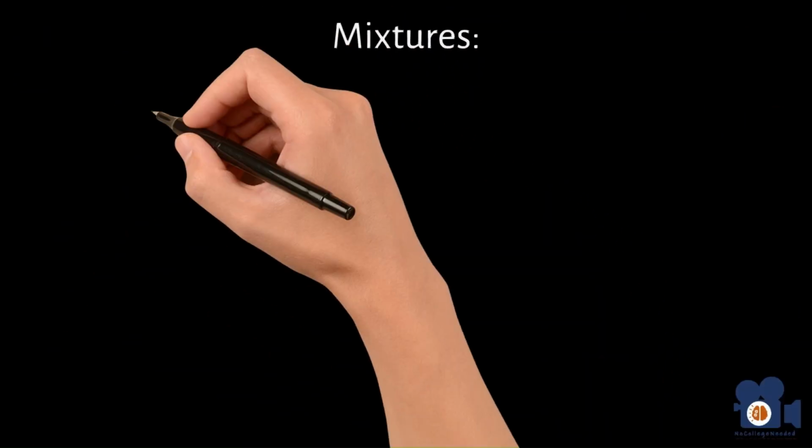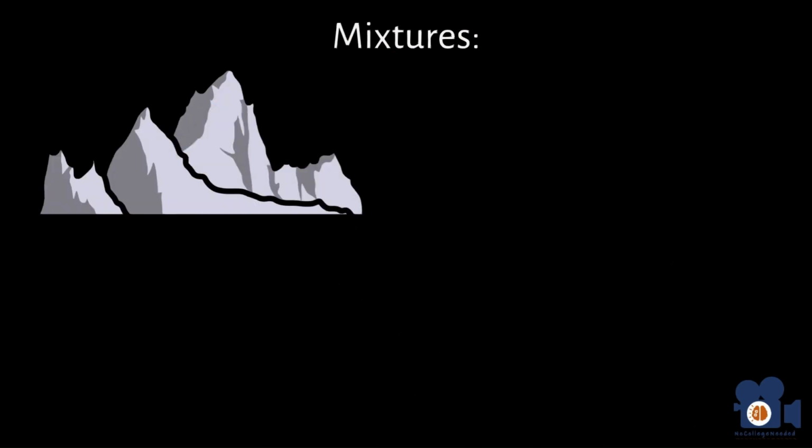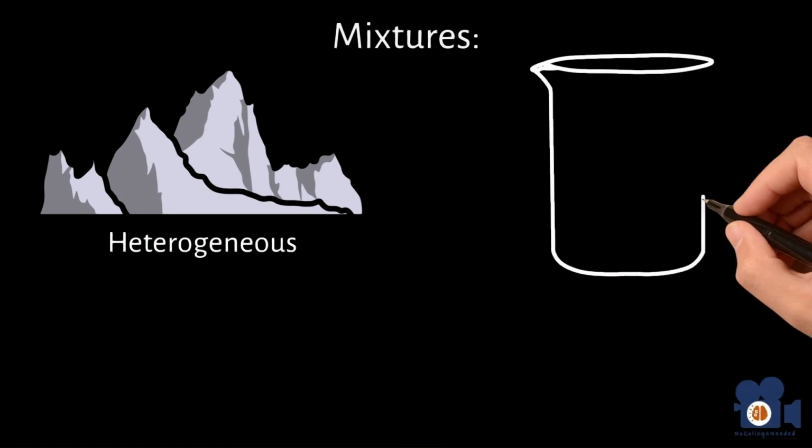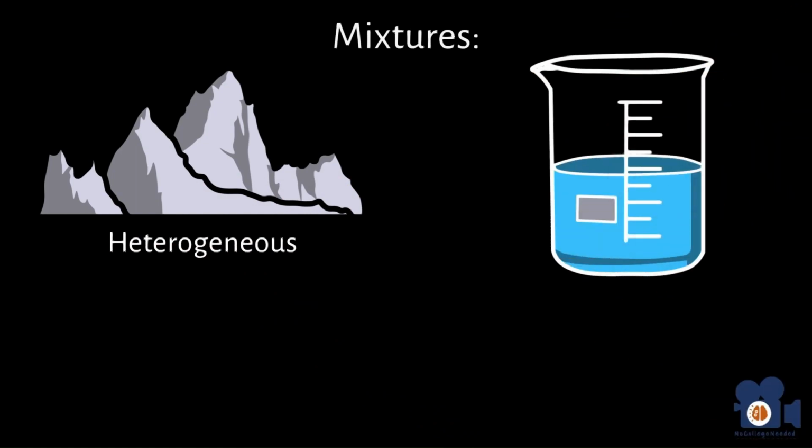The mixtures that vary in consistency, such as stone, are called heterogeneous mixtures, and mixtures with uniform composition, such as air and water, are called homogeneous mixtures or solutions.